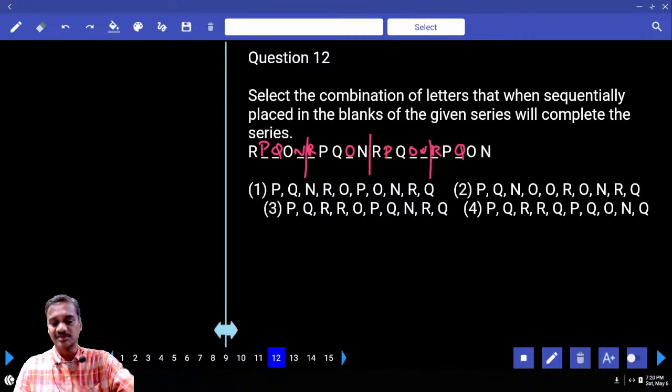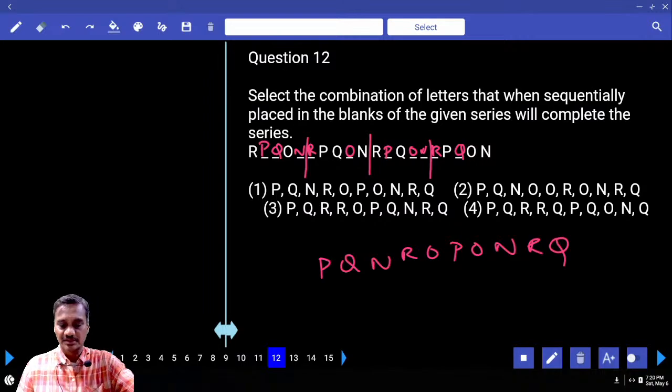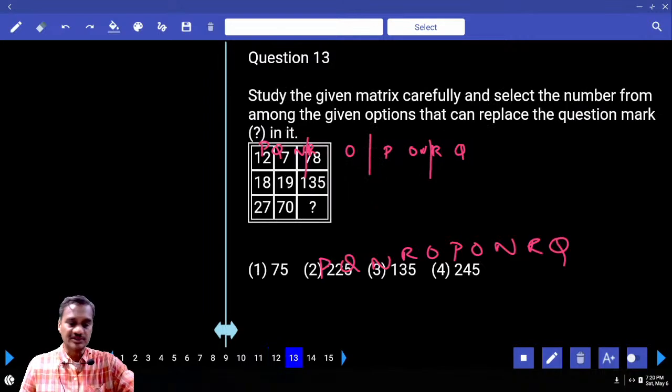Then what are the letters that are missing out here? PQN, RO, PON, RQ. Choice 1. Then the next one, the 13th one, 12, 7, 78.